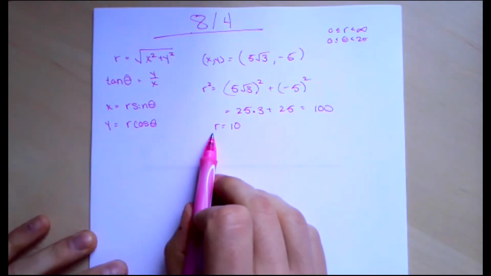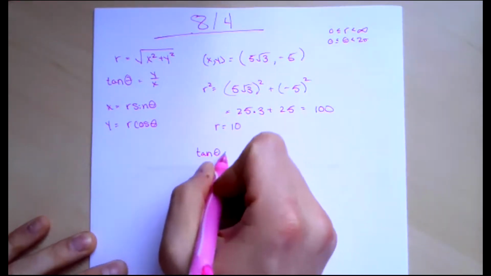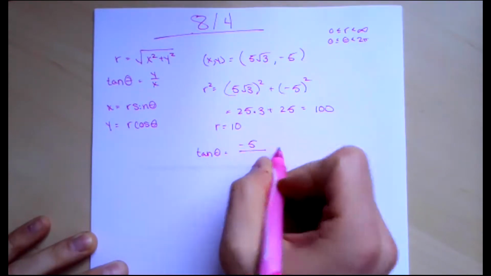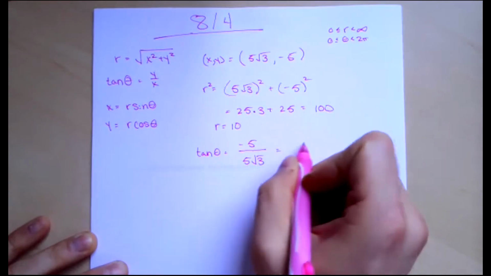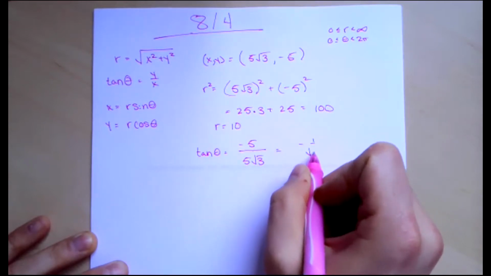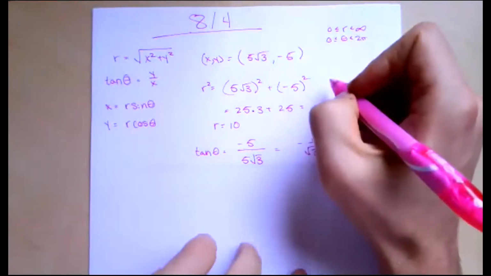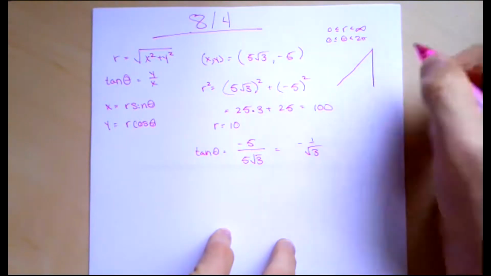And now we just need to find theta. So we'll get tangent of theta is y over x. We have to keep track of the minus sign. And so, of course, we get negative 1 over square root of 3. And again, it just matters remembering your pre-calc and all your trig from that.